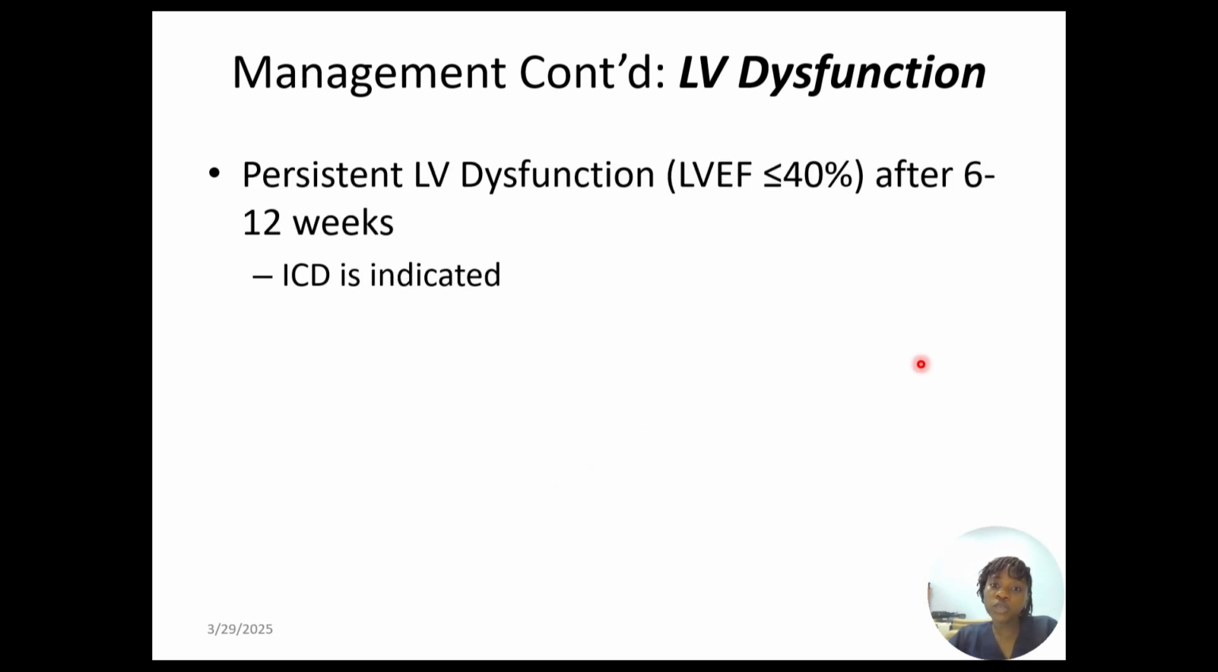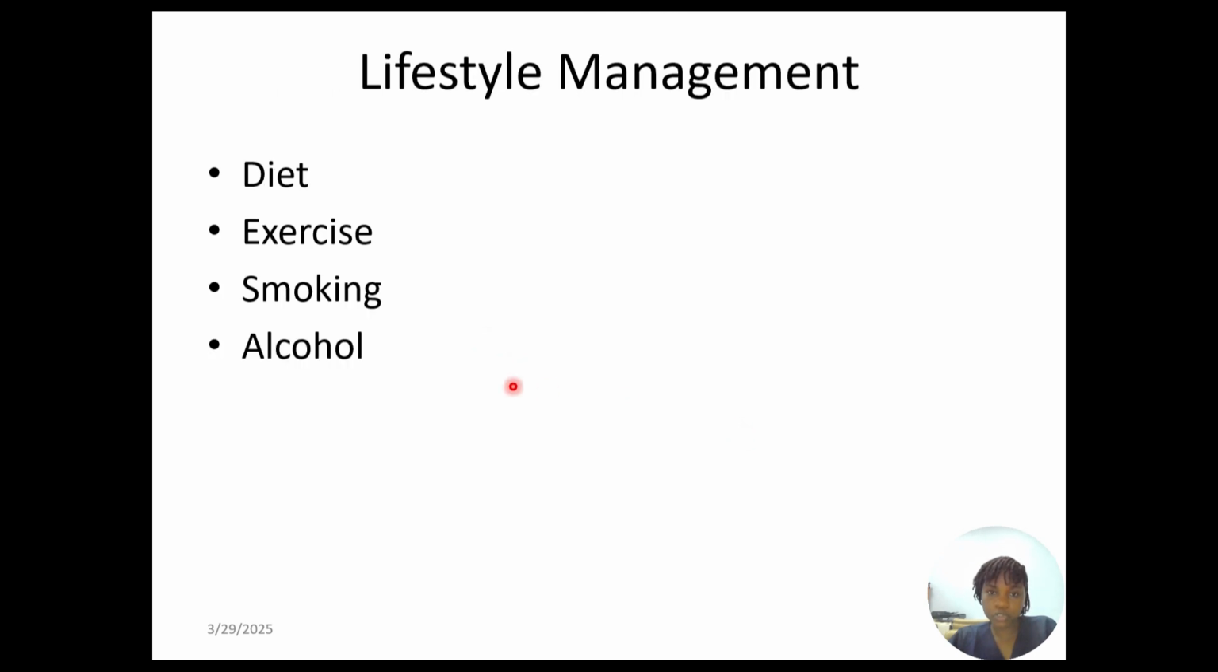After 6 to 12 weeks of the acute coronary event, it's important to recheck these patients for an improvement in their left ventricular ejection fraction using echocardiography. For those who have persistent reduced ejection fraction, they should have an ICD, implantable cardioverter defibrillator, inserted. The importance of this is that it will help to reduce the risk of sudden cardiac death in these patients. Lifestyle management is important.